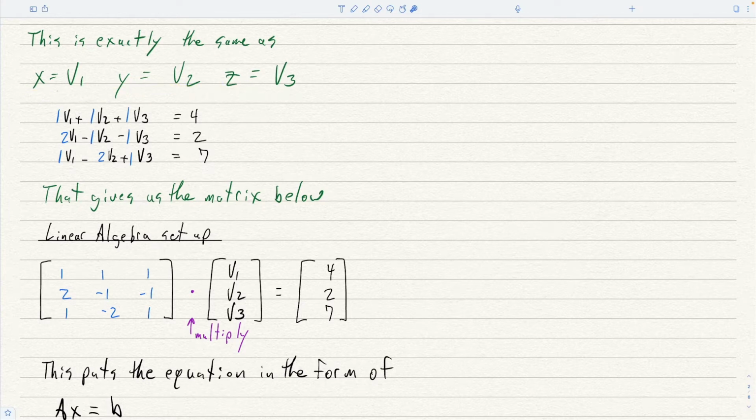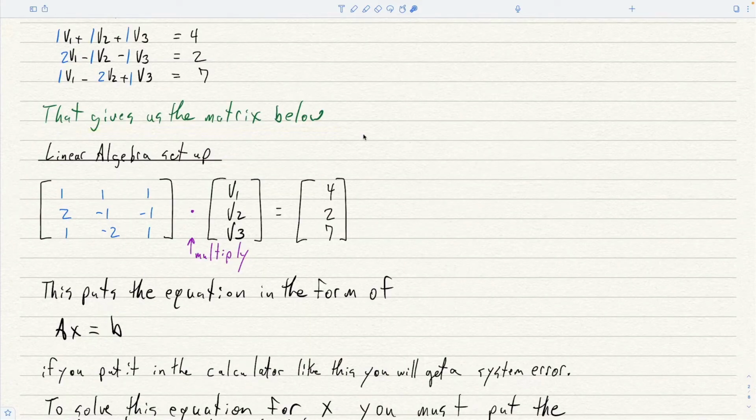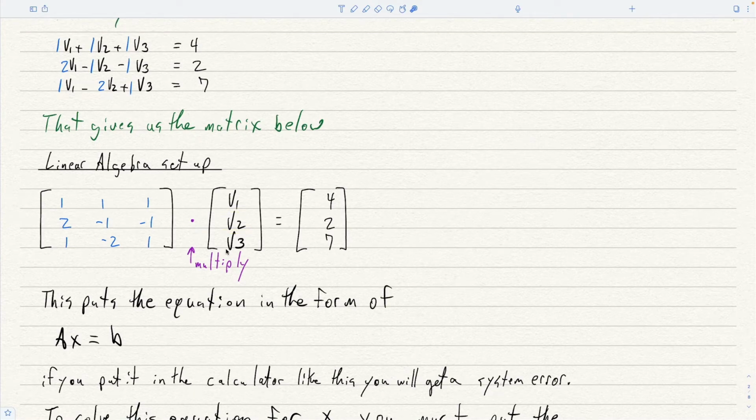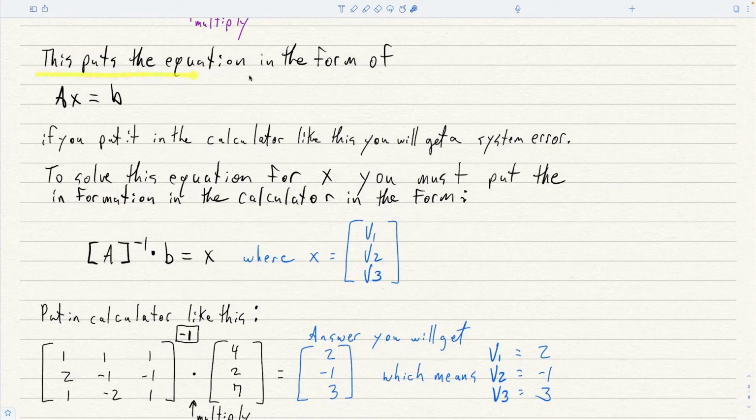So compare the equation above to this one. 1v1 plus 1v2 plus 1v3 equals 4. 2v1 minus 1v2 minus 1v3 equals 2. 1v1 minus 2v2 plus 1v3 equals 7. Well, that gives us the matrix below. And as you can see, it is exactly the same, except instead of x, y, and z, we have v1, v2, and v3. Again, this puts the equation in the form of AX equals B.